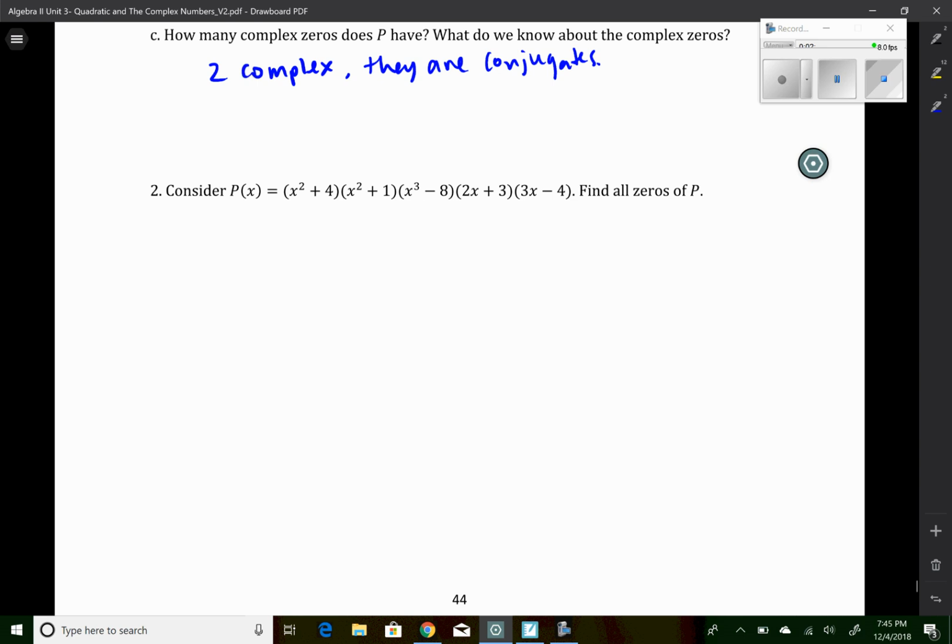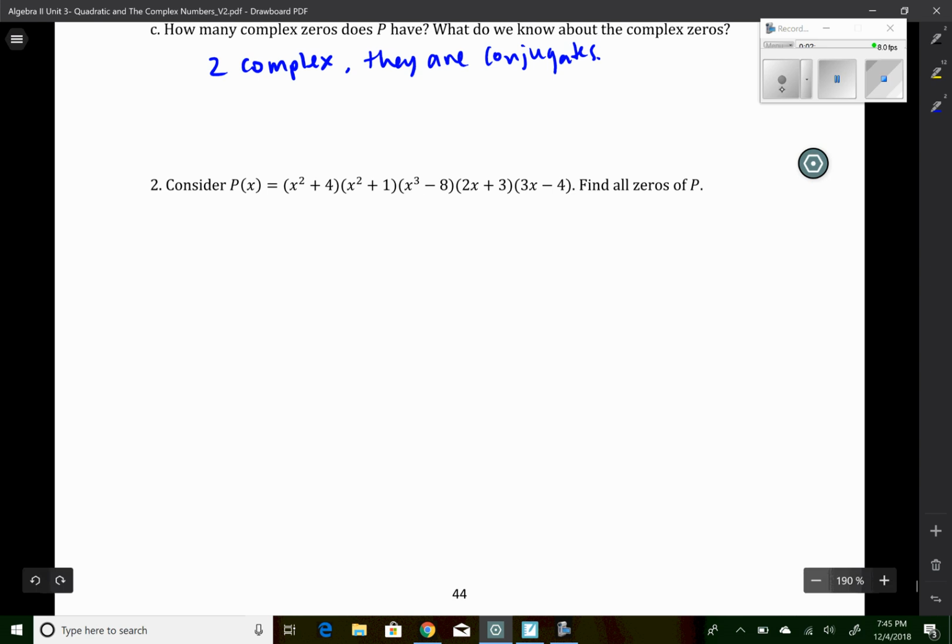Okay. Number 2 says to actually find the zeros of a function. So here's some crazy function, and it wants us to find the zeros. The first thing I'm going to do is I'm going to figure out what's the degree. So I have 2, 4, 7, 8, 9. So this is a degree 9 polynomial, meaning there should be 9 zeros. So for x squared plus 4, after the last few lessons, I hope you already know the answer to that one. But if you don't, it's totally fine.